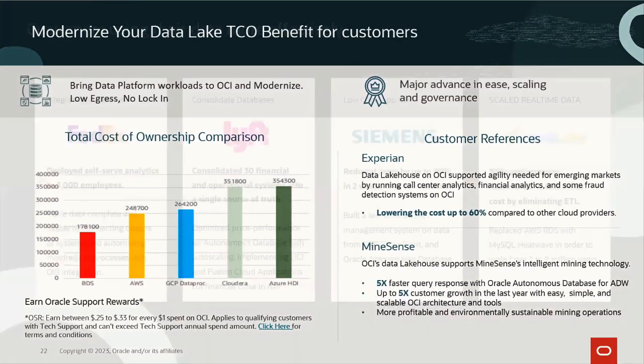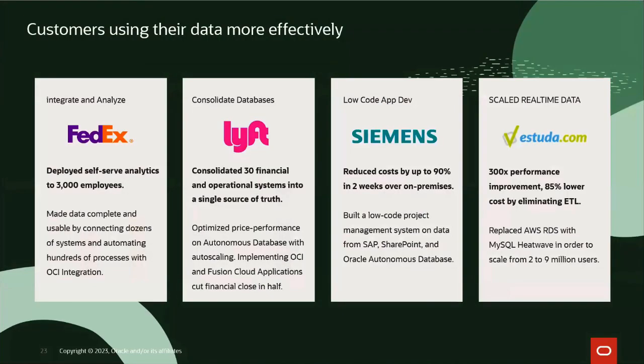So let me talk about some more customers here. FedEx uses Oracle for self-service analytics for over 3,000 employees. There's Lyft, which has consolidated 30 financial and operational systems into a single source of truth. We also have Siemens, which were able to reduce their costs by 90% and were able to get in 2 weeks, essentially, from their on-premise deployment to Oracle Cloud.